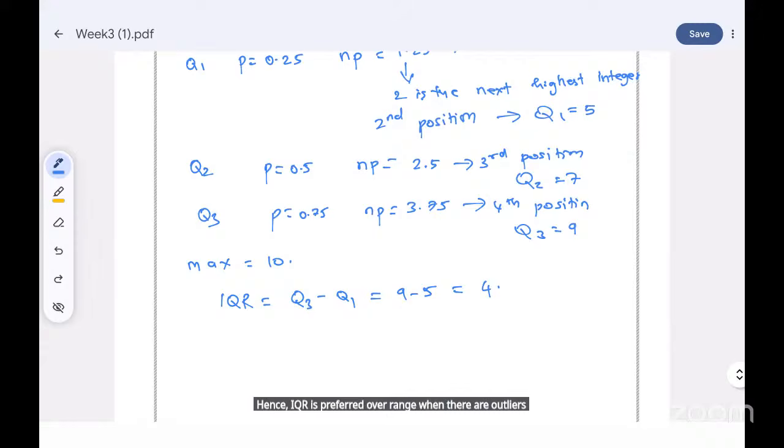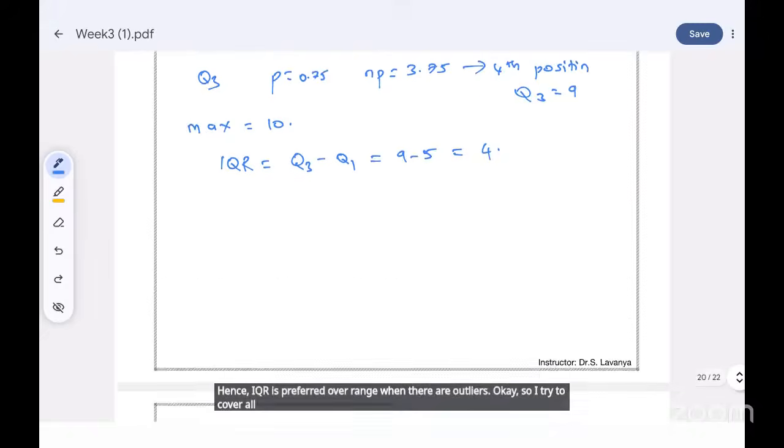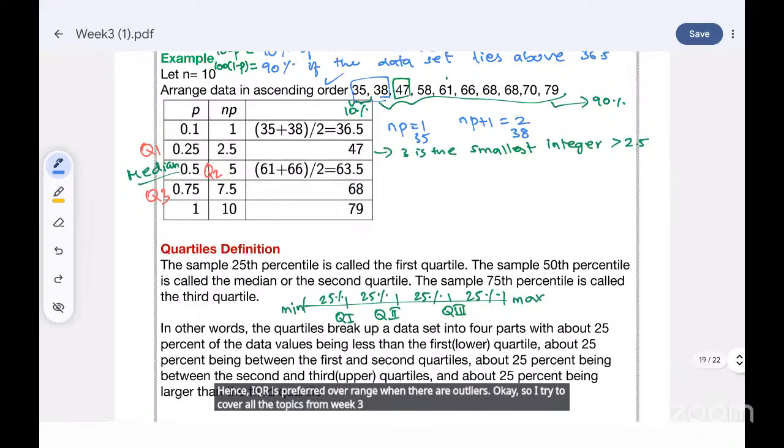Okay, so I tried to cover all the topics from week 3, and apart from this, if you have any specific doubts, we can discuss it on Sunday in the doubt session.